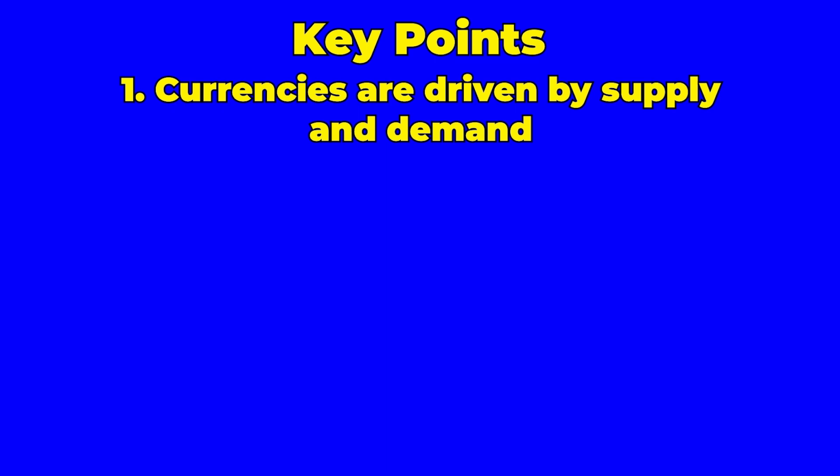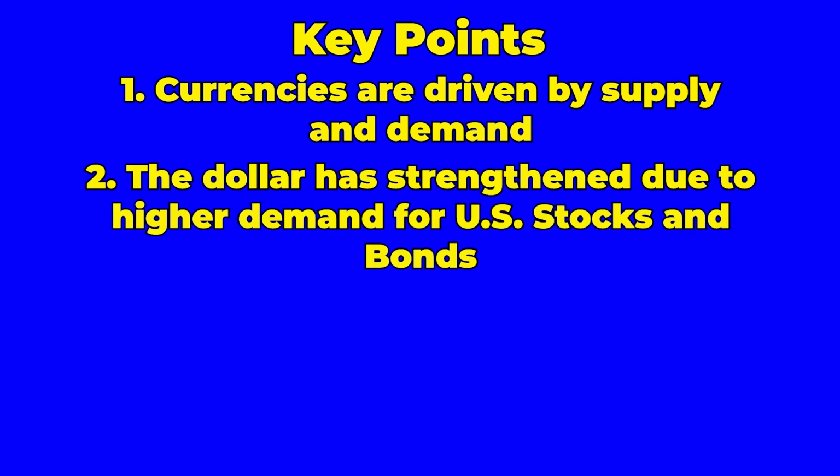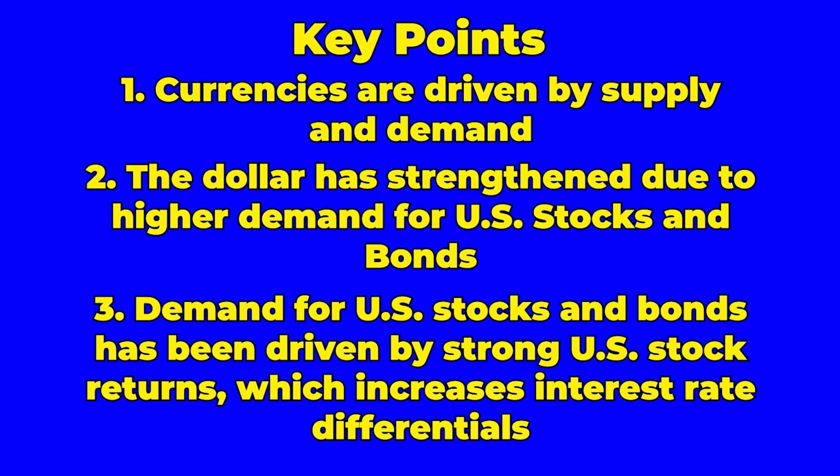To sum up our key points, currencies, like everything else, are driven by supply and demand. When people buy US assets, they have to buy dollars to do that. So the dollar has strengthened due to higher demand for US stocks and bonds. And demand for US stocks and bonds has been driven by strong US stock returns, increasing interest rate differentials between US and non-US bonds, and a couple economic crises.